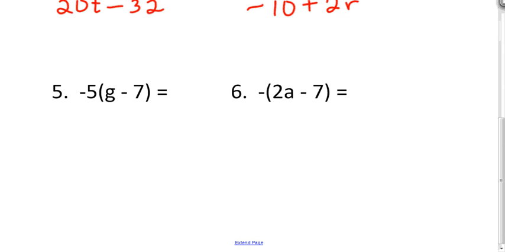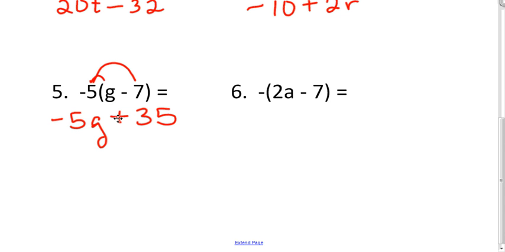Okay, let's solve these two. I have negative 5 times g and negative 5 times negative 7. So negative 5 times g is just negative 5g. Negative 5 times negative 7, a negative times a negative is a positive. So I'm going to get positive 35, so I put a plus sign between here.